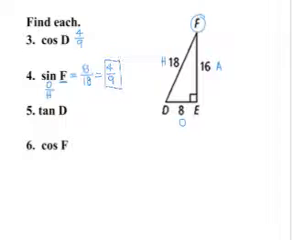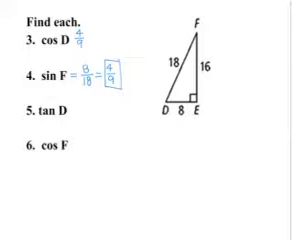So that's interesting, that the cosine of D is the same as the sine of F. I want you to think about that. Why do you think that those are the same? That the cosine of D is the same ratio as the sine of F. We're going to come back to that.